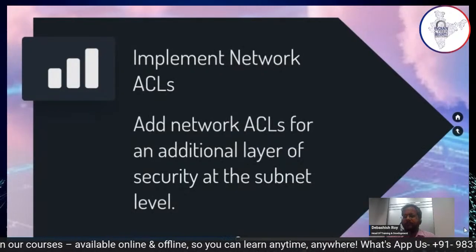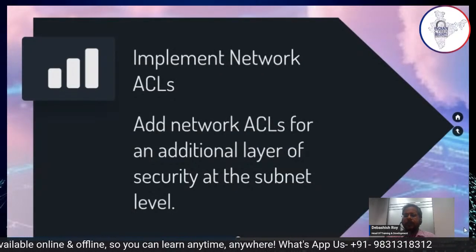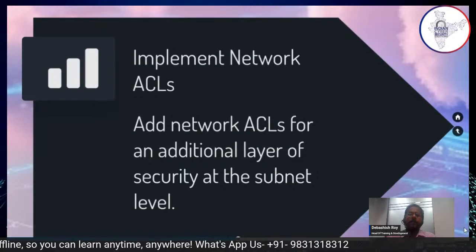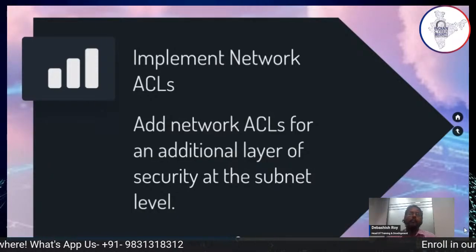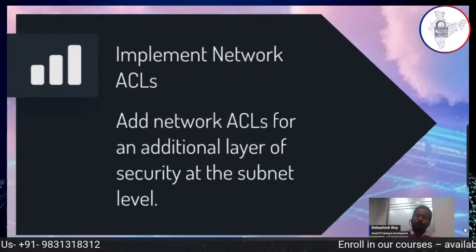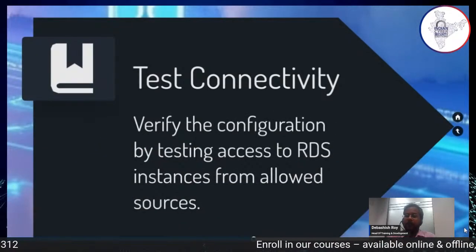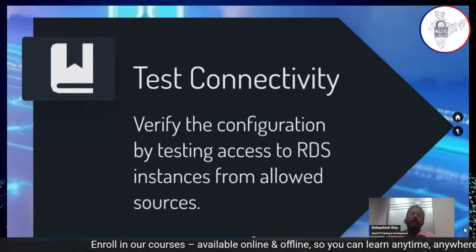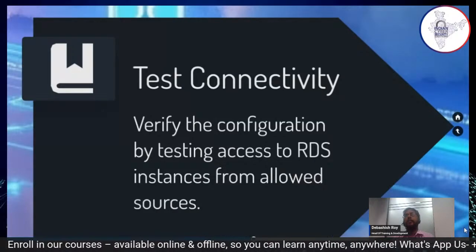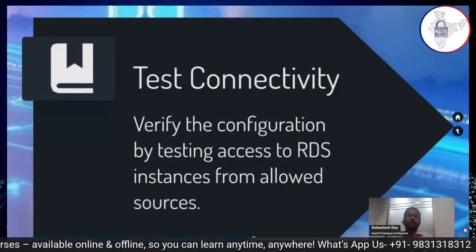Then implement network ACL. Add network ACLs for an additional layer of security at the subnet level. So you can add the security groups, the network ACL, and the firewall rules also. Test connectivity. You have to verify the configuration by testing access to RDS instances from the allowed sources. So before you incorporate the RDS, you have to test that.